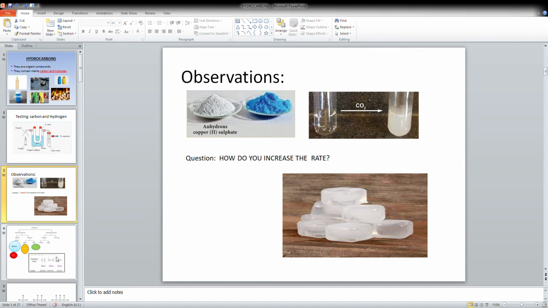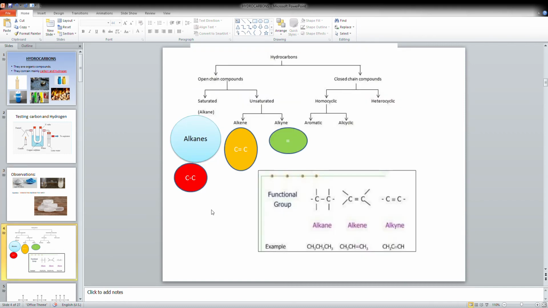Okay, now you have an idea about hydrocarbons. Let's see the different types of hydrocarbons. We can classify hydrocarbons in different ways. Actually, in A-level chemistry, you have organic chemistry.